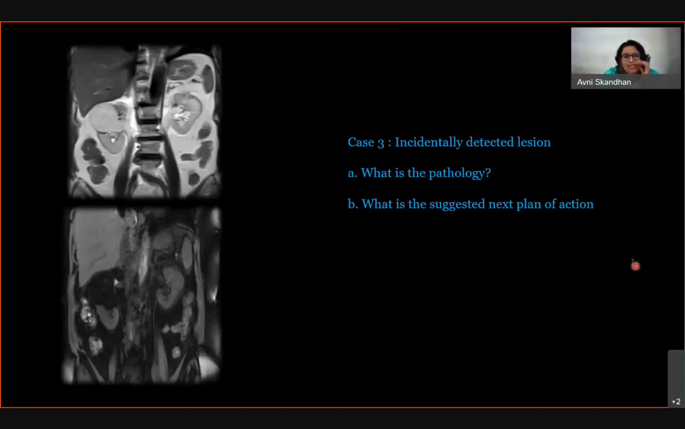So next, this is something that was done for, say, the spine. You have seen and instantly you have detected a lesion here. What do you think is the lesion?